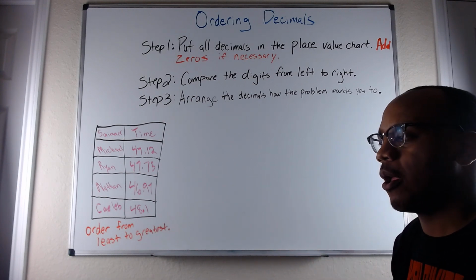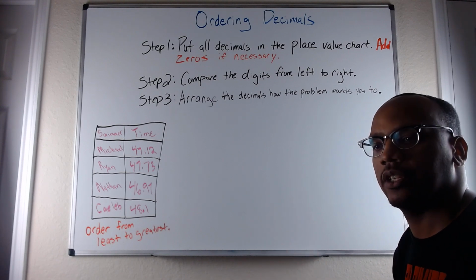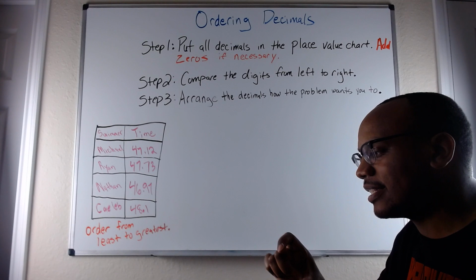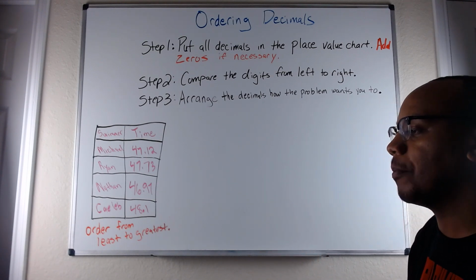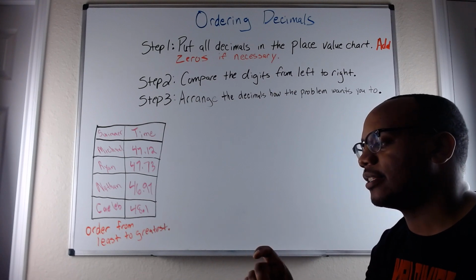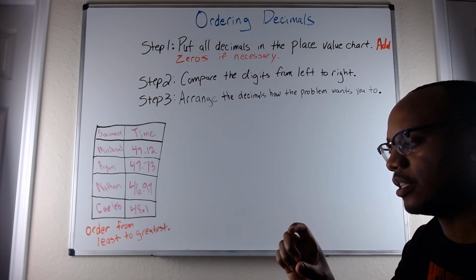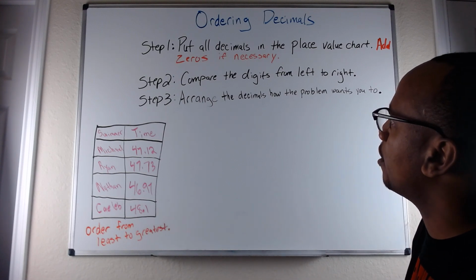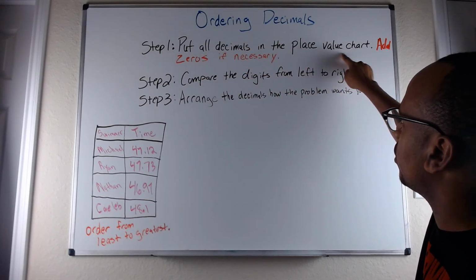To order means to arrange in a certain fashion. So, if I'm ordering decimals, I'm going to arrange the decimals in a certain fashion. That means I'm going to arrange them from least to greatest, or from greatest to least. So, step one of ordering decimals would be to put all the decimals in a place value chart.